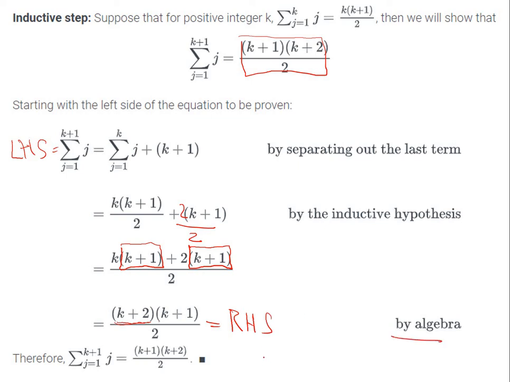And so this is an example of how you would use mathematical induction to prove a mathematical theorem or statement.